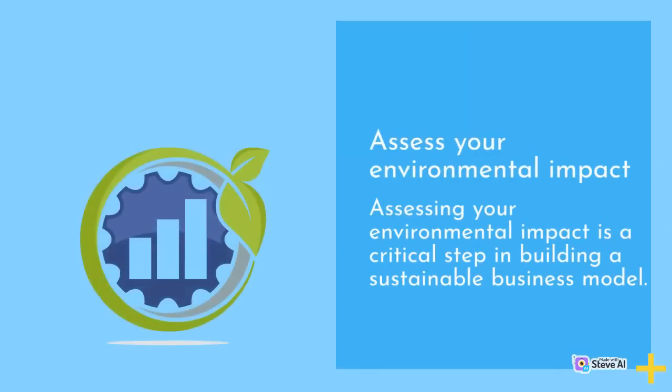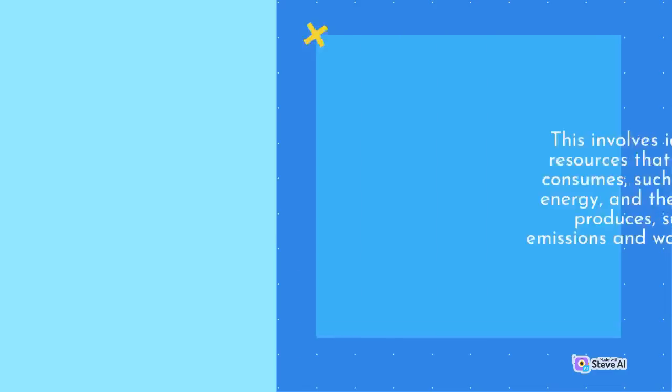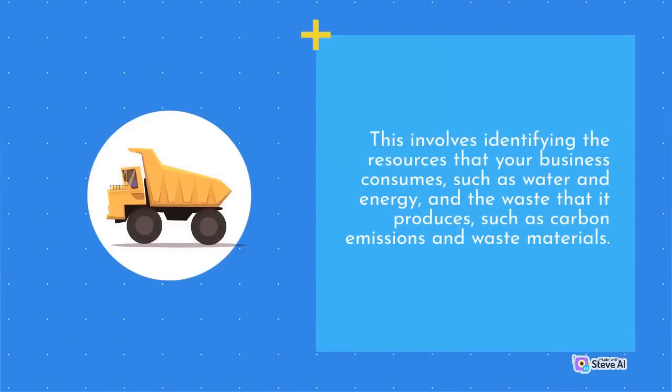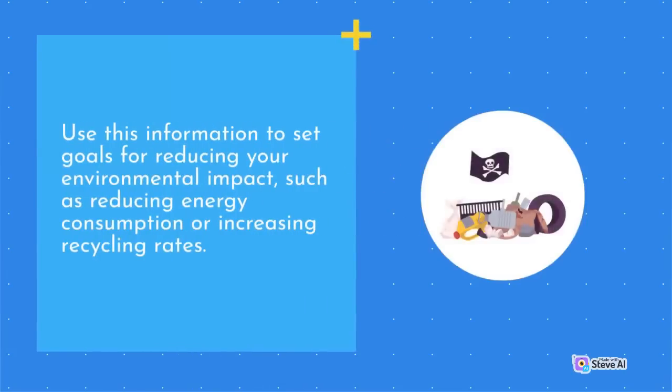Assess your environmental impact. Assessing your environmental impact is a critical step in building a sustainable business model. This involves identifying the resources that your business consumes, such as water and energy, and the waste that it produces, such as carbon emissions and waste materials. Use this information to set goals for reducing your environmental impact, such as reducing energy consumption or increasing recycling rates.